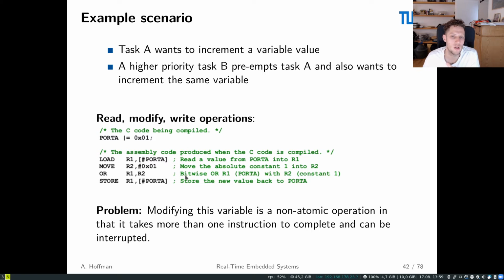Meaning it can't be interrupted because it takes one clock cycle. So you can't stop halfway through a clock cycle and do something else. The behavior of a system during one clock cycle is known. You can't interrupt the system halfway through a clock cycle. And so this is one thing that's important, this non-atomic operation, right?